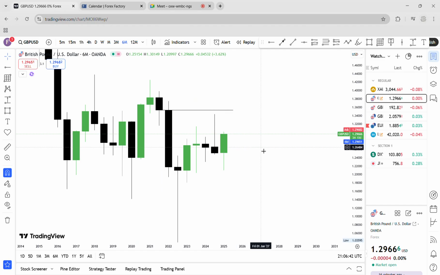I will repeat myself. We have breaker, mitigation, order blocks, fair value gaps, swing highs and swing lows, previous candle highs and lows. They are all points of interest, and as well the open and close of a candle.